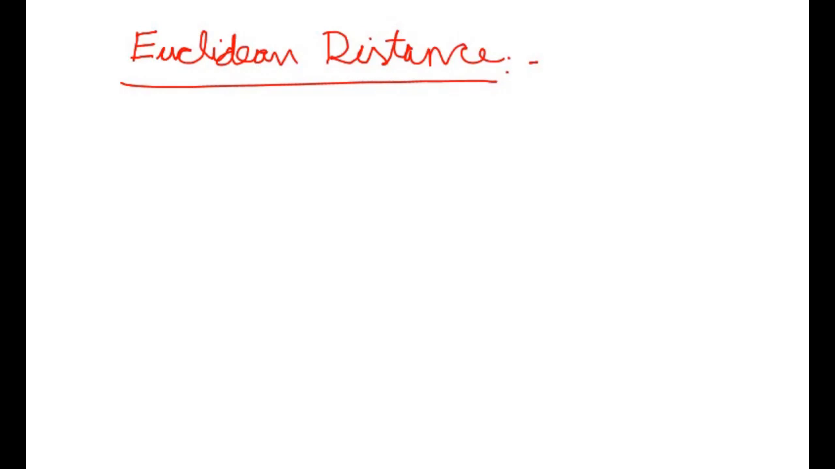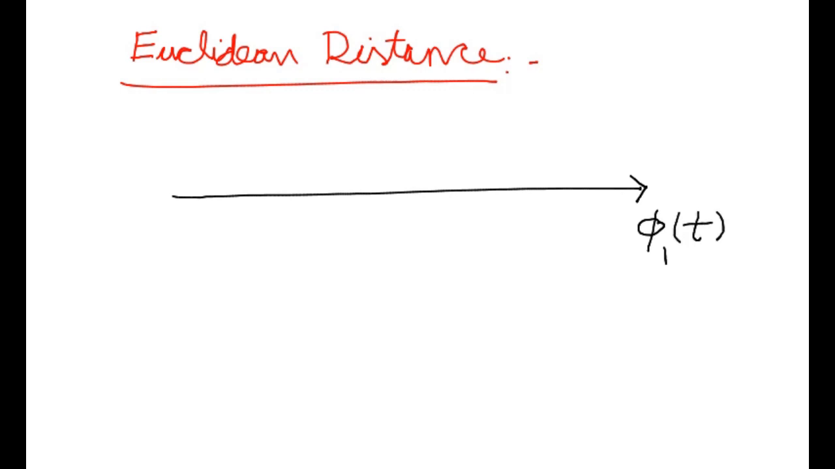In this video, we will try to find the Euclidean distance between the adjacent points for the PAM signaling scheme. So, if we draw our PAM signals, we can draw them on the phi 1 axis as I explained in the video, and then we suppose we take M equals 4. So we will have 4 signals.